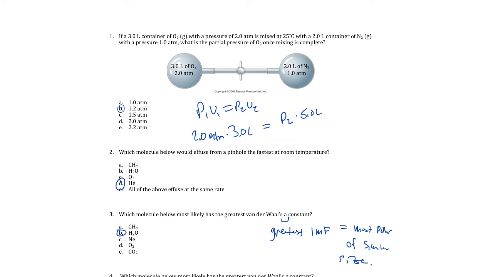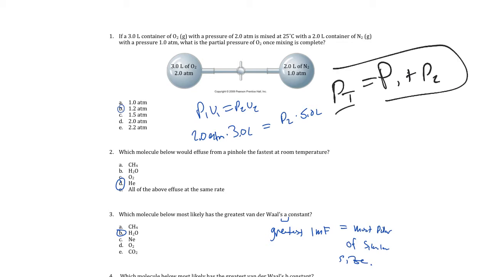So remember, if you need to sum up to a total pressure, you take your two individual partial pressures to sum up to your total pressure. So you might use this approach if you need to calculate the total pressure.